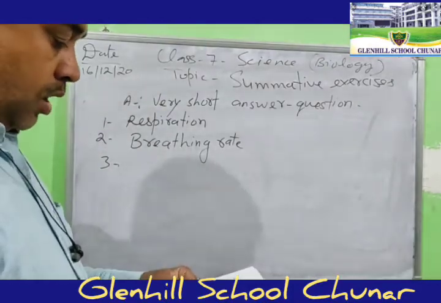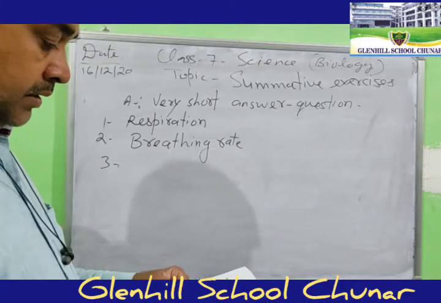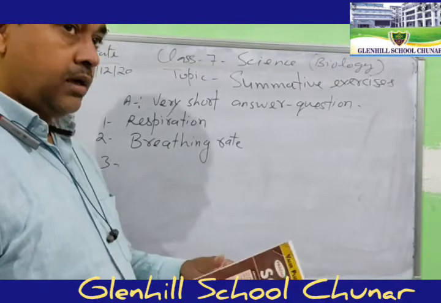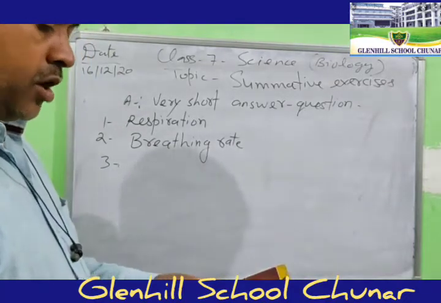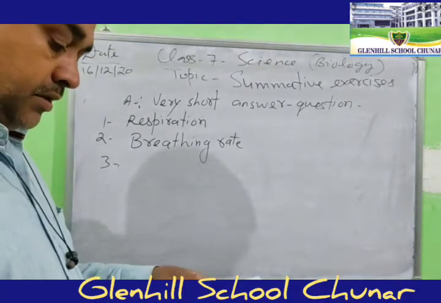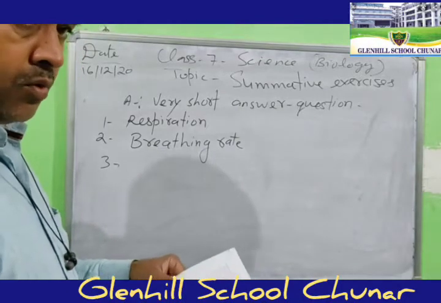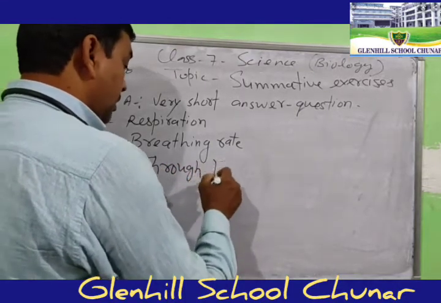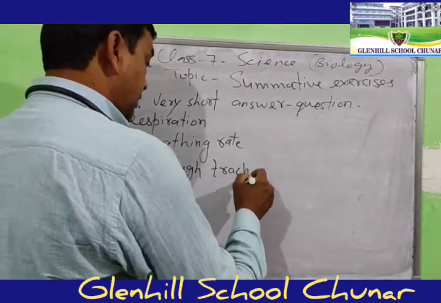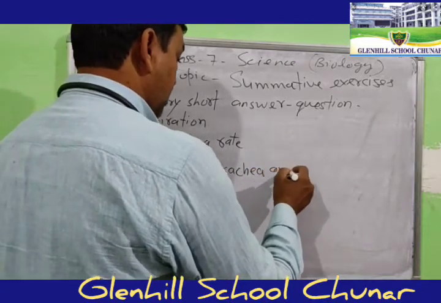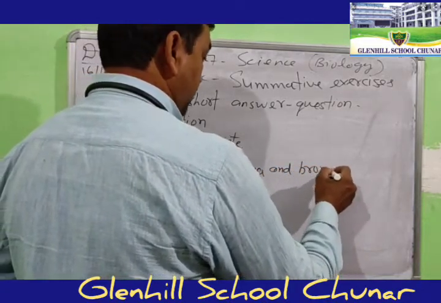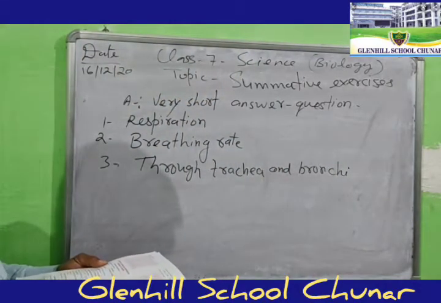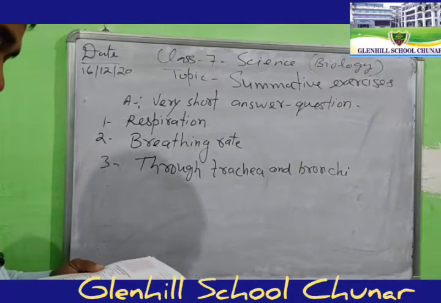Question. How does the air we breathe enter the lungs? You know the main organs for the entering of oxygen into the lungs are the trachea and bronchi. Through trachea and bronchi. Trachea and bronchi. Okay.